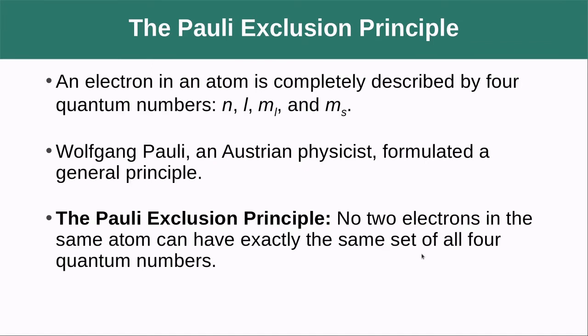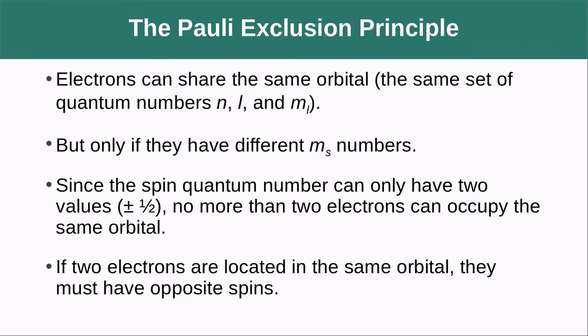Okay, so the Pauli exclusion principle. An electron in an atom is completely described by the 4 quantum numbers, n, l, ml, and ms. Wolfgang Pauli, an Austrian physicist, formulated a general principle. This is called the Pauli exclusion principle. That says that no 2 electrons in the same atom can have exactly the same set of all 4 quantum numbers. So by giving all 4 quantum numbers, we can describe exactly which electron we're talking about.